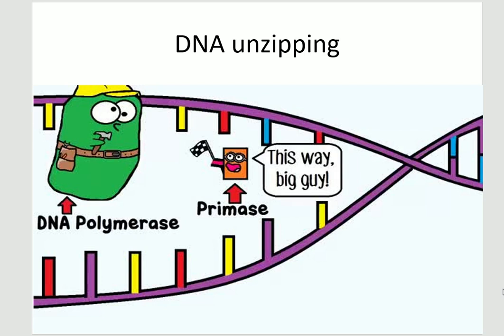So when it comes time to make a new cell, DNA has to double down, right? It has to double itself. How do we do this though? So that each cell can get a full set of DNA. So we have to unzip it, right? We have to unzip that DNA. And we have two enzymes that come in that are crucial to DNA replication.